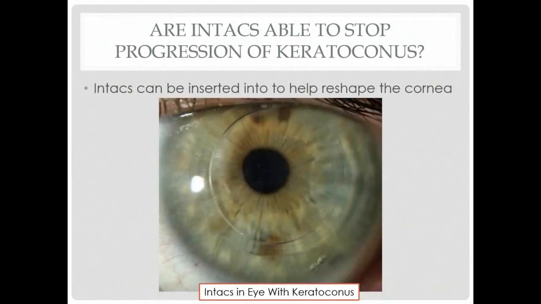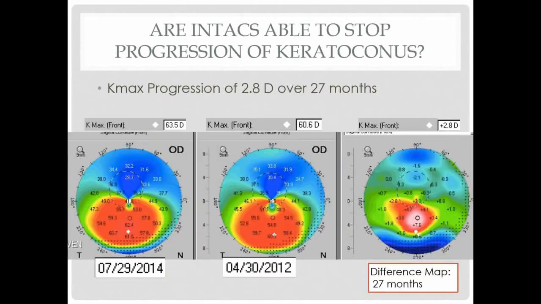What about intacs? Can intacs stop progression of keratoconus? So this is just a photo of a patient with intacs. You can see this is a patient example from 2012 to 2014. So this is 27 months. You can see this patient had significant progression of 2.8 diopters of their Kmax over 27 months.